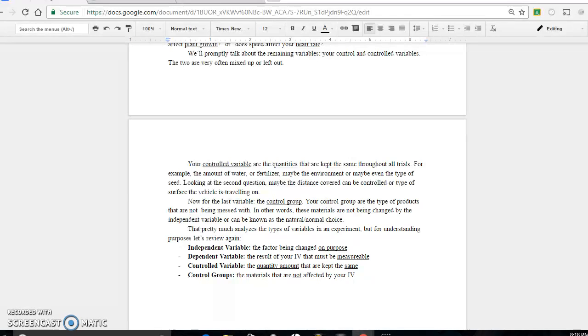So if you have 3 glasses of water in trial 1, you must have 3 glasses of water in trial 2 and 3, and if you have more. Your control group are the materials that are not being affected by your independent variable. So, for example, a glass of warm water, through all of them, you're inserting the different things inside that glass of water, and your glass of water will always be the same because it's just warm water.